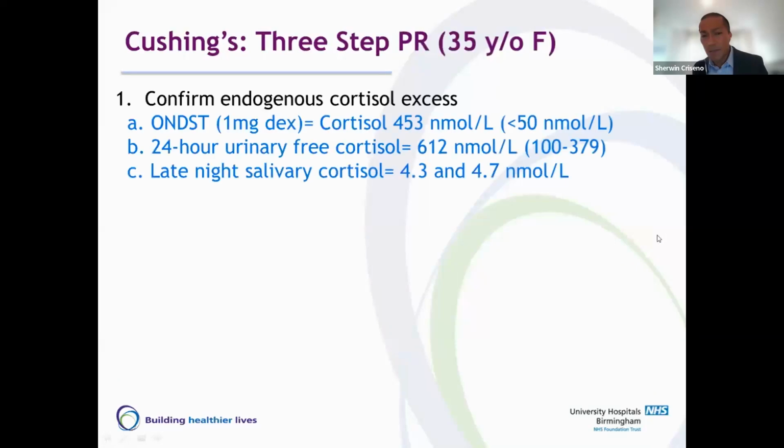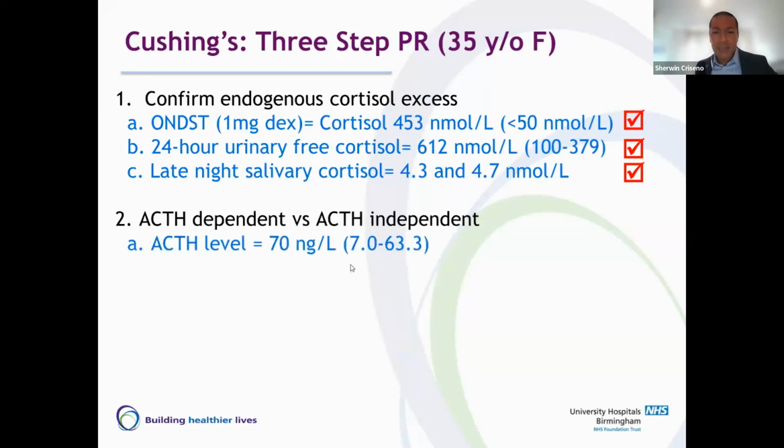So this confirms, if we're going to summarize all the investigation we've done in this patient, the first step is to confirm: has this patient got a cortisol excess? We've done 3 different tests, and all those tests confirm that the patient is overproducing cortisol. The second is, was it driven by ACTH or not? We check the ACTH, and the ACTH is above the normal range. And we now confirm that this is ACTH-dependent cortisol excess.